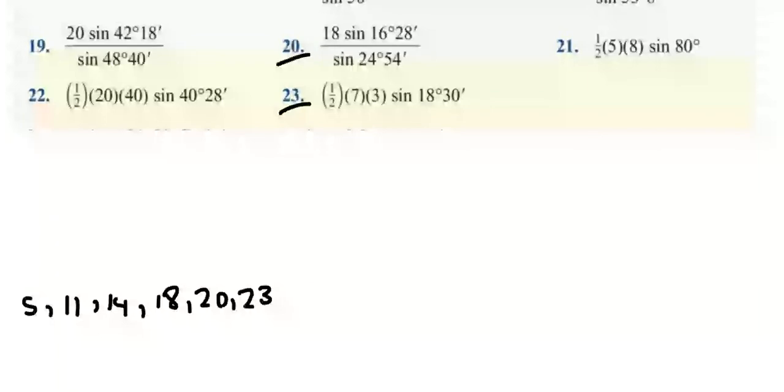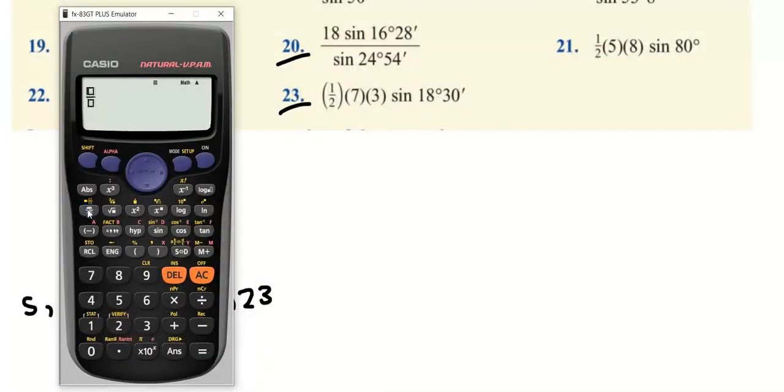So once again, get your calculator out. Press the button at the start, press the fraction button, and then it's 18 sine 16 degrees, 28 minutes. Make sure it's 28 minutes. And then on the bottom we have sin 24 degrees, 54 minutes. Close it. And there we have 12.11829.